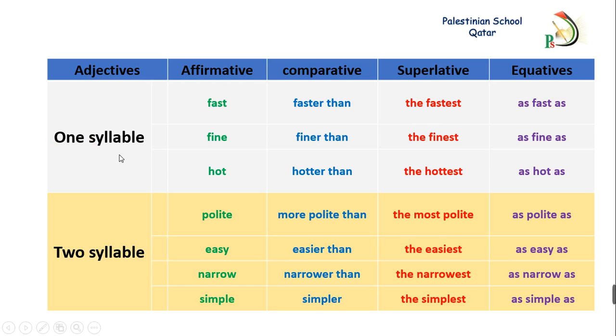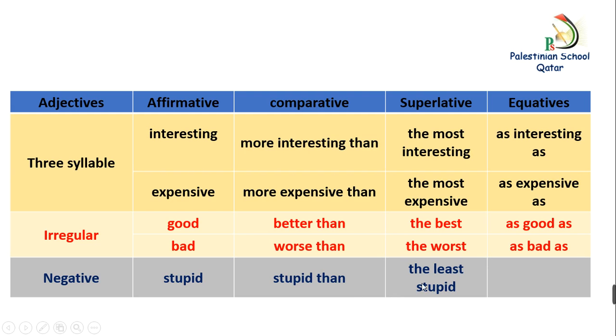Now, again, one syllable adjectives, for example, fast becomes faster than, the fastest, fine, finer than, the finest, hot, hotter than, the hottest. And two syllable words, for example, polite, more polite than, the most polite. Easy, because easy is just one syllable, okay, although it is easy, so we put easier than, the easiest. Narrow, narrower than, the narrowest. Simple, simpler than, the simplest.